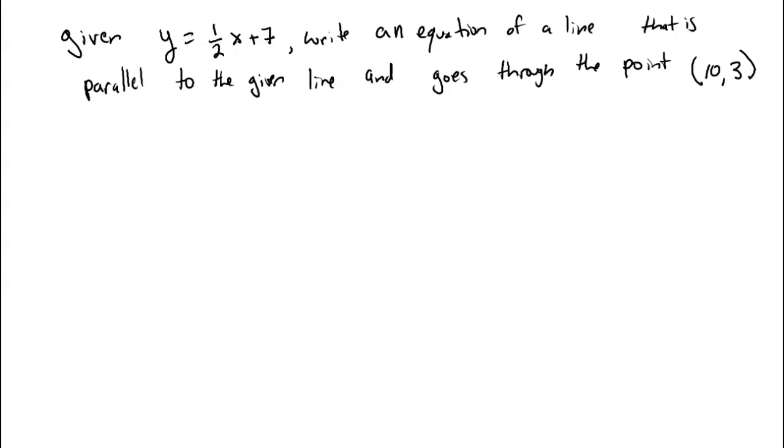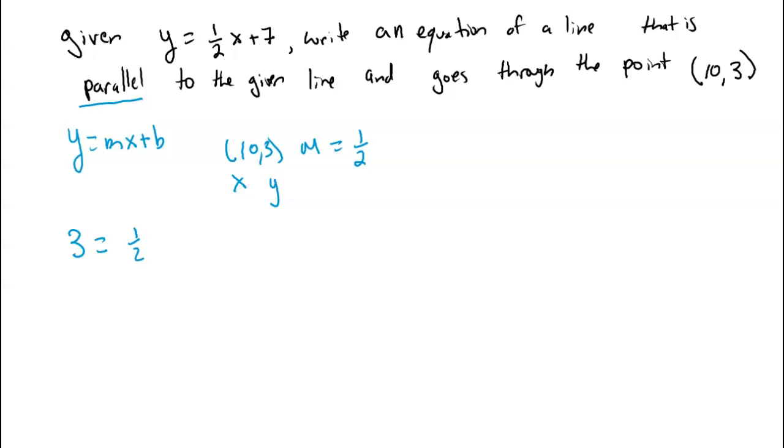Okay, so what would this look like? All right, so what we're going to do is we're going to write an equation of a line. So y is equal to mx plus b. Because I said the word parallel, I know that I'm going to use the point 10, 3, and that my slope should be exactly the same. So 1/2. Okay, so this is my x, this is my y. What I don't know is my b value. So I'm going to plug in my y, plug in my m, plug in my x, plus the letter b.